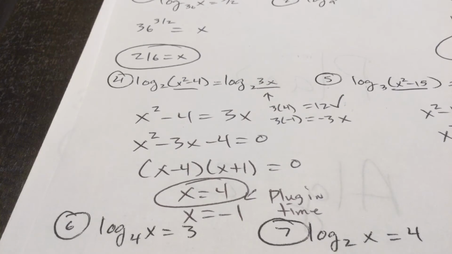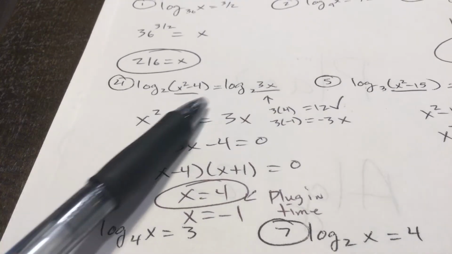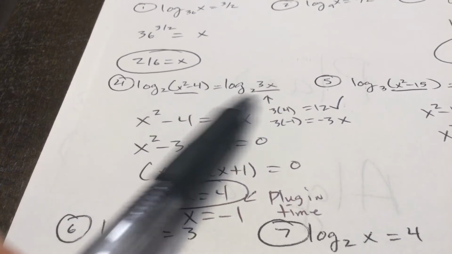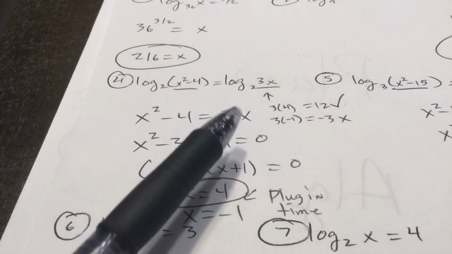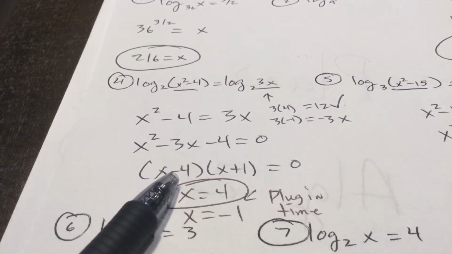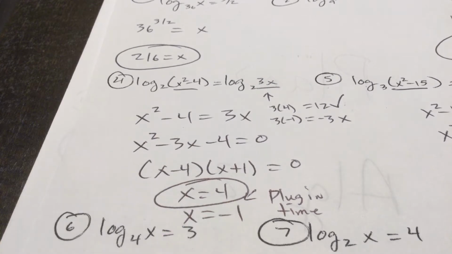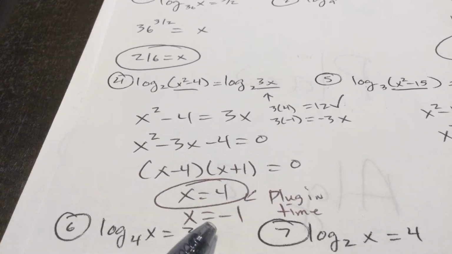Numbers 4 and 5 are a little bit challenging. So log base 2 of blank equals log base 2 of blank. The blanks must equal each other. You set x squared minus 4 equal to 3x. The only way to solve it is by factoring. What multiplies to negative 4 and differs by 3? Negative 4 and 1. You get x equals 4, x equals negative 1.